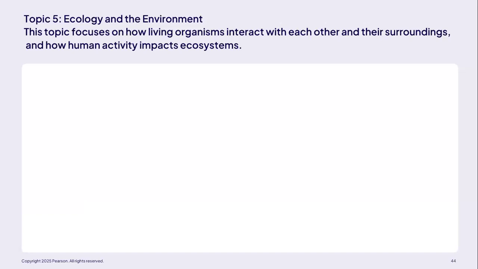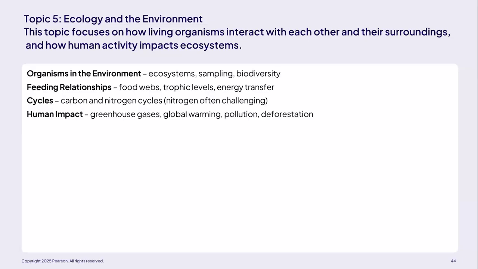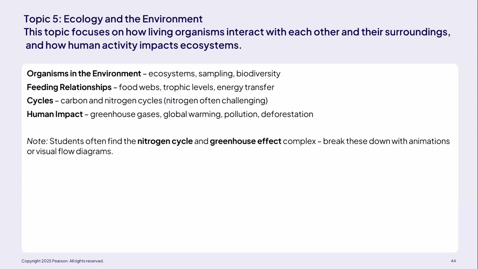We've then got ecology in the environment, how living organisms interact with each other and their surroundings, and the impact of human activity. So we've got organisms in the environment, feeding relationships, cycles, the carbon cycle and the nitrogen cycle. And it's the nitrogen cycle that students often find challenging. And then the human impact. Both the nitrogen cycle and the greenhouse effect are quite abstract ideas that are quite complex. So you might find breaking these down with animations or visual flow diagrams help your students understand them.